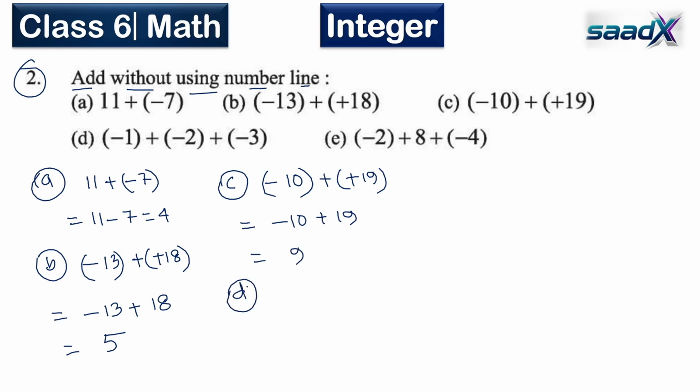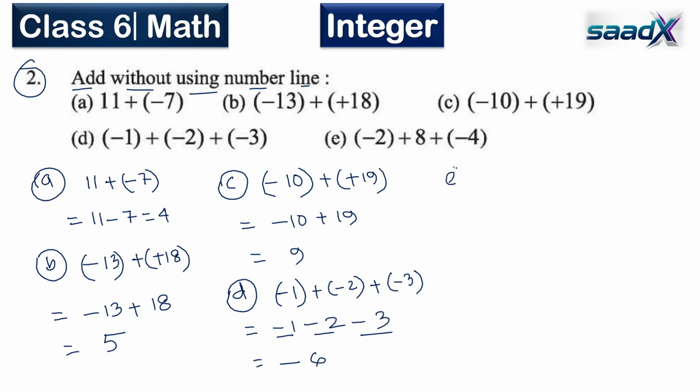Number D, minus 1, then plus minus 2, then plus minus 3. So here is minus 1, plus and minus, it will be minus, then 2, plus and minus, minus, here is 3. So minus 1, minus 2, minus 3, it will be minus 6.